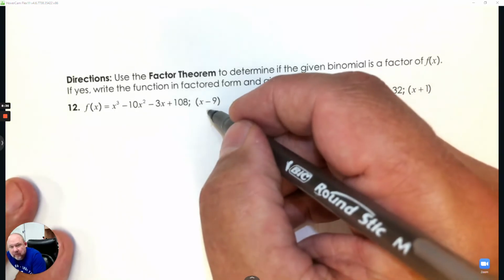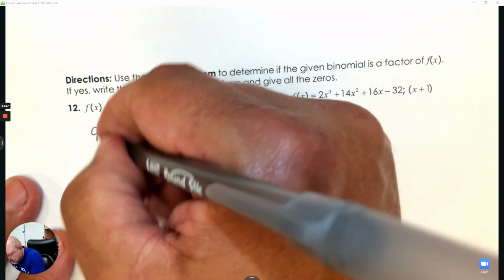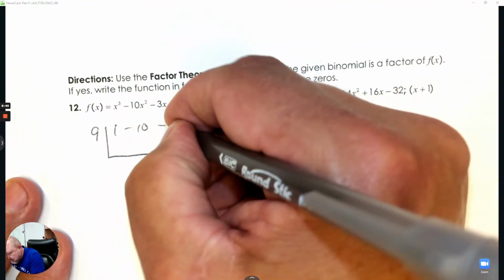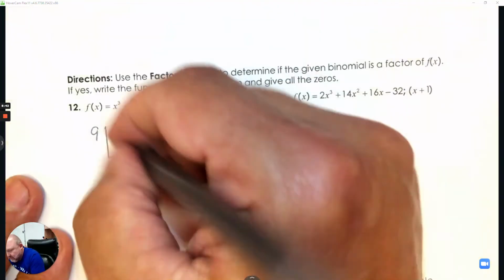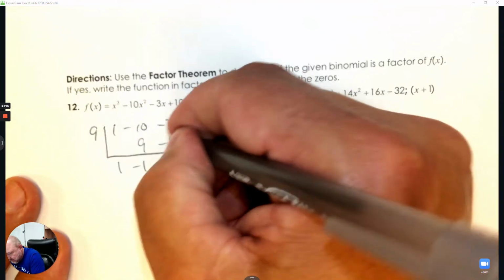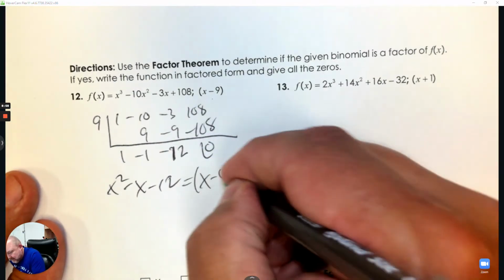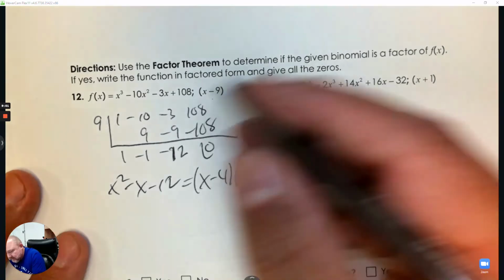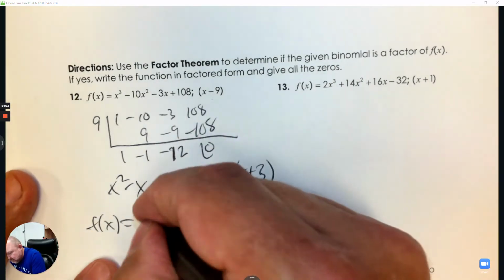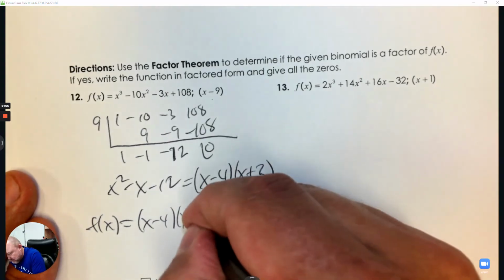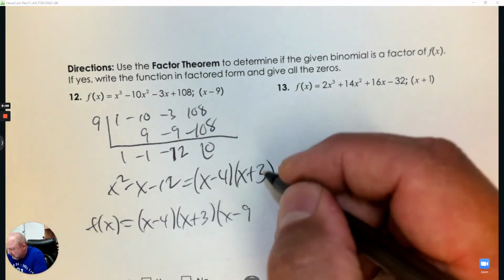Use the factor theorem. So this one we are going to change because we're given a factor. So it's positive 9. And then 1, negative 10, negative 3, and 108. I know the remainder here is going to be 0 if I do it correctly. Oops, 12. And then I have x squared minus x minus 12. So that's x minus 4, x plus 3. So fully factored, we have x minus 4, x plus 3, plus the factor x minus 9.